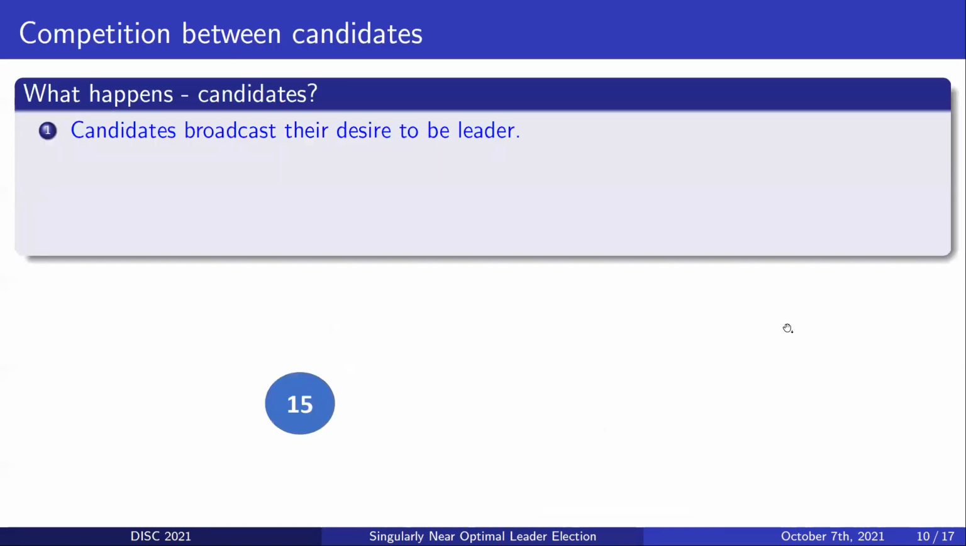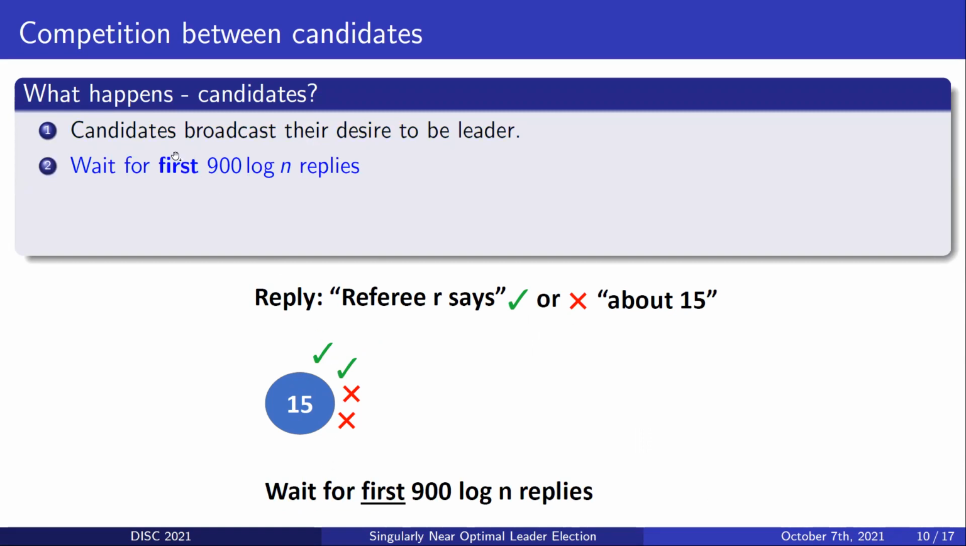Now, in this competition, what happens for candidates? Let's say, for example, 15 is a candidate, and 15 is the ID or the rank of that node. It broadcasts its desire to be a leader, sends a message: 15 wants to be a leader. Now, it will wait for the first 900 log n replies. Recall that on expectation, there'll be 1,000 log n referees, but we only wait for 900 log n of those replies. Subsequent replies we can discard.